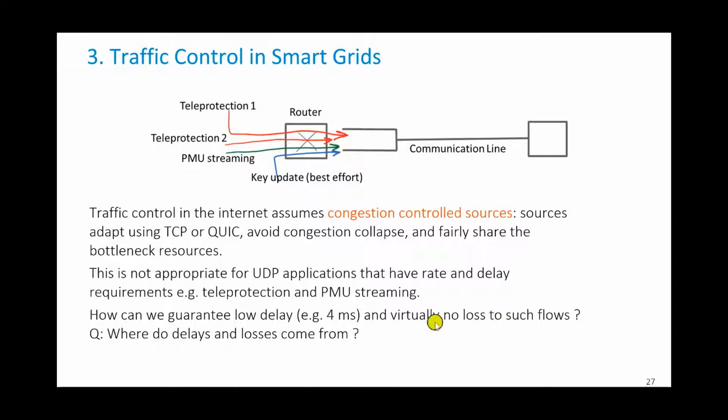Losses can, of course, always occur if we send data over a physical medium. You can never be 100% sure that there will be no loss, but you don't want to have packet losses of 2%, for example. You want those to be rare events that hopefully the logic of the application will be able to cope with. So we want to avoid delays and losses. Where do delays and losses come from?